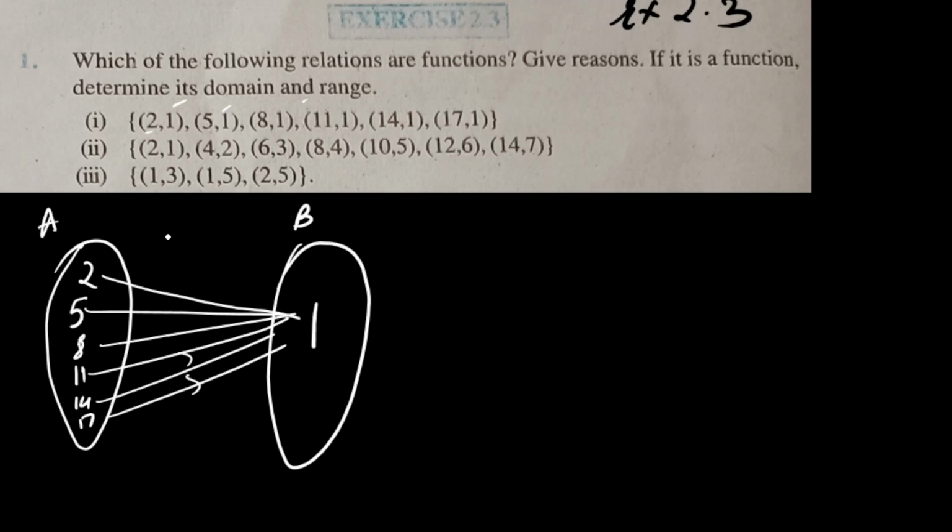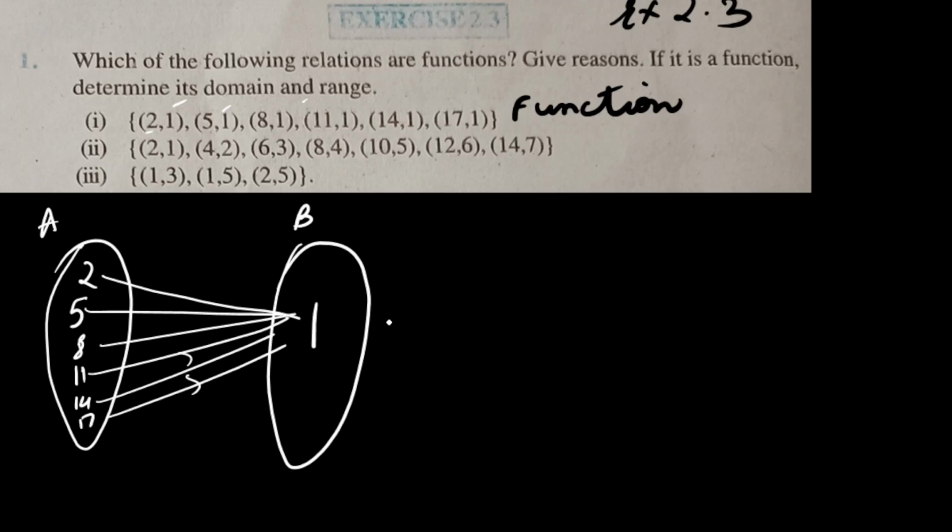Let me recall the definition. Every element of set A should have one and only one image in set B. So if we check, 2 has one image, 5 has one image, 8 also has one image, 11 has one image, 14 has one image and 17 also has one image. So that means this is a function.